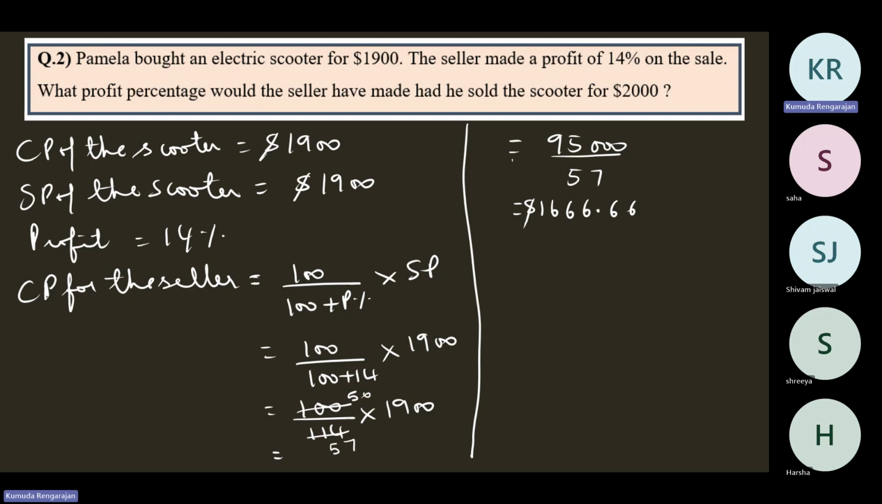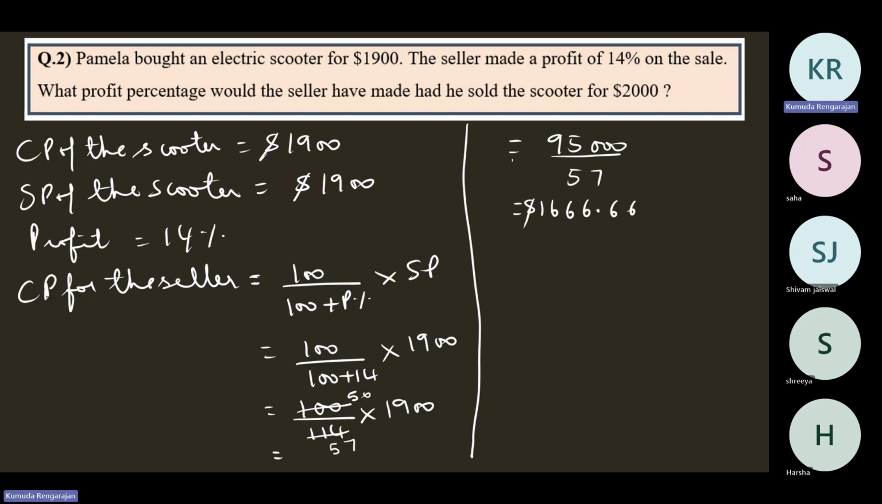So Pamela is a buyer. She buys it for 1,900. So 1,900 is the cost price for Pamela. She buys it from a person, so for that person, it is a selling price. 1,900 is the selling price for the seller, and the seller's profit is 14%.